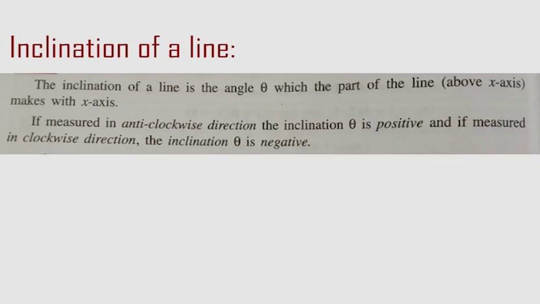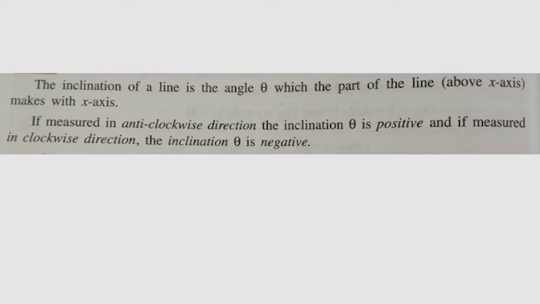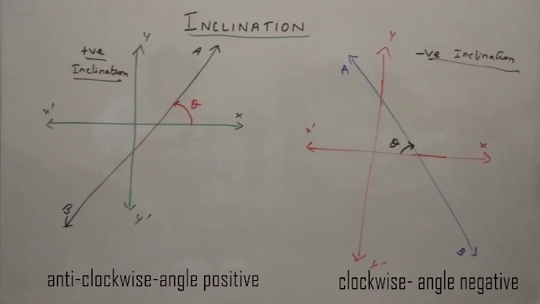Inclination of a line. The inclination of a line is the angle theta which the part of the line above x-axis makes with x-axis. It is measured in anti-clockwise direction. The inclination theta is positive. If measured in clockwise direction, the inclination theta is negative.